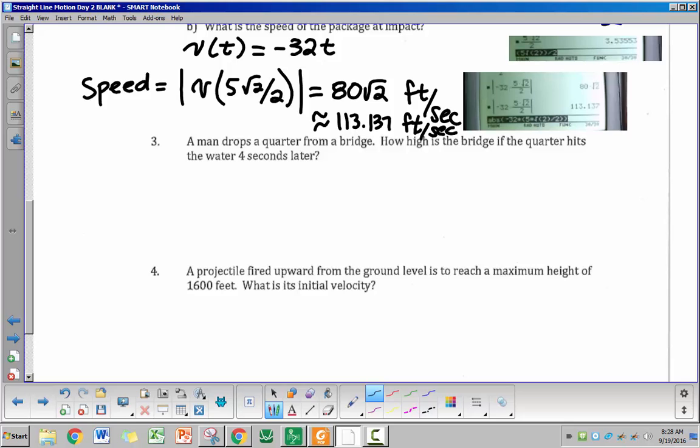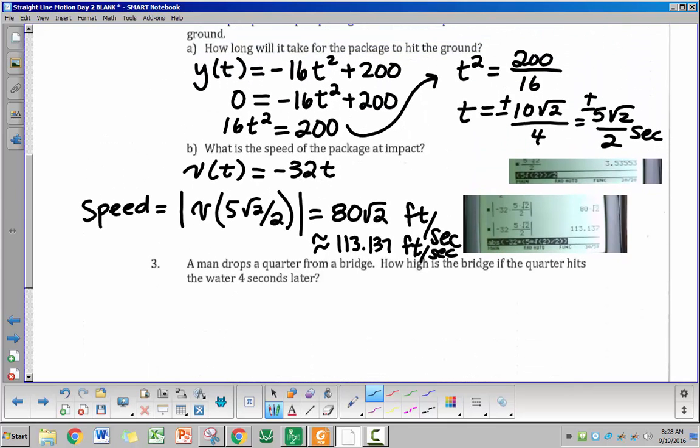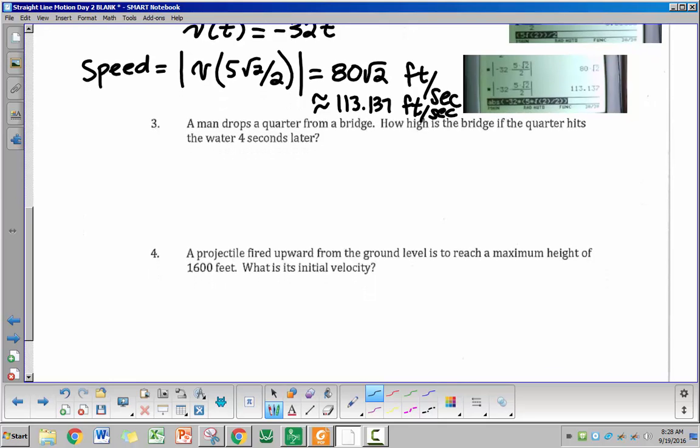A man drops a quarter from a bridge. How high is the bridge if the quarter hits the water 4 seconds later? Do you think we have to add 16? Why would I add 16? Isn't that the velocity function, negative 32t plus 16? Well, no. What's the derivative of 200? We don't have a 16. Oh, I was looking at the wrong one. Yeah, you would if we had a 16t in there, but we don't, right? You're good to think about that.